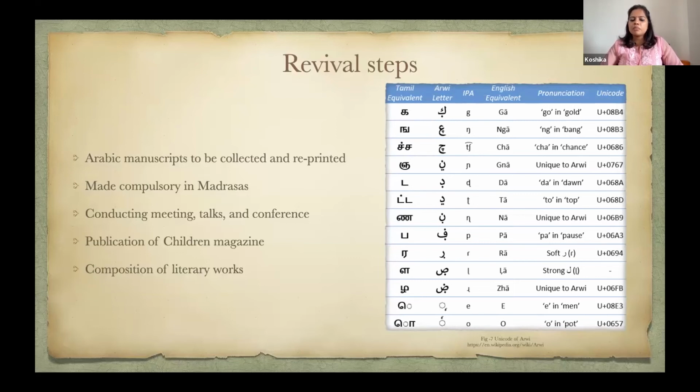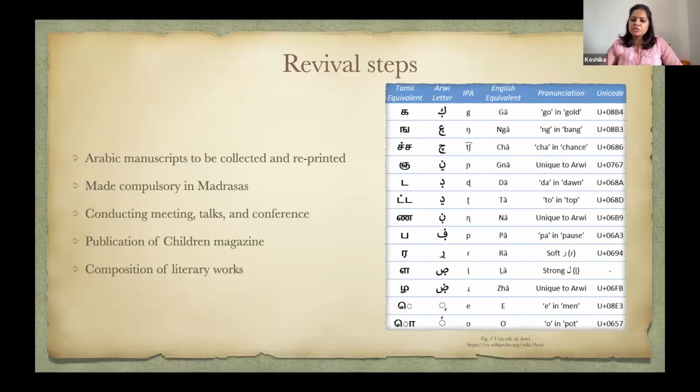It can be made compulsory. A lot of madrasas don't teach Arabic nowadays. So it can be made compulsory, to introduce to the younger generation at least that this script was there among Tamil Muslims, and it can be made compulsory for them to learn the script and the language. And meetings, talks and conferences on the Arabic script, for example a talk like this, can be conducted.